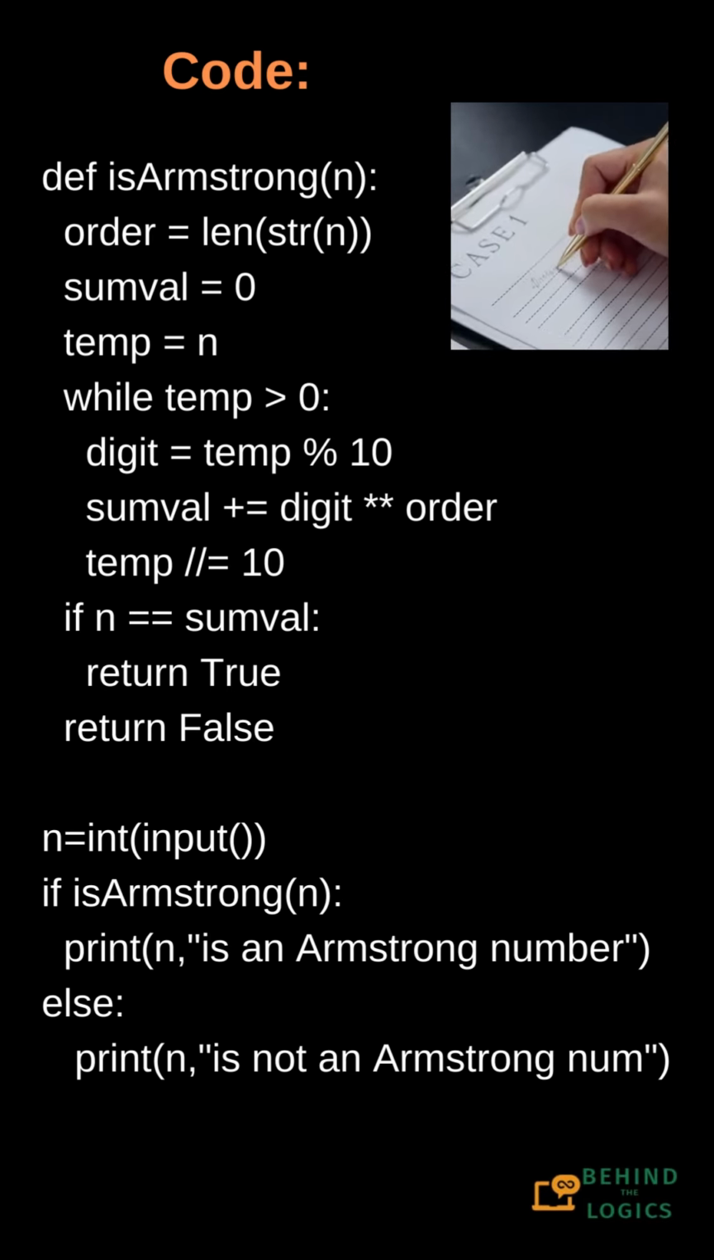Once the loop is over, we'll check if our n value is equal to the newly formed number. If yes, we return true. If not, false.